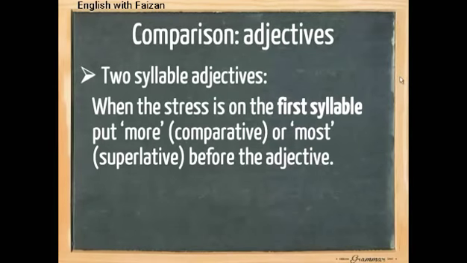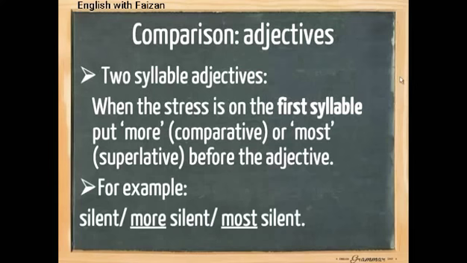Yet when the stress is on the first syllable, we put more in front of the comparative and most in front of the superlative. So we don't use ER or EST. For example, silent, more silent, most silent. Please note that the stress in silent is on the first syllable.